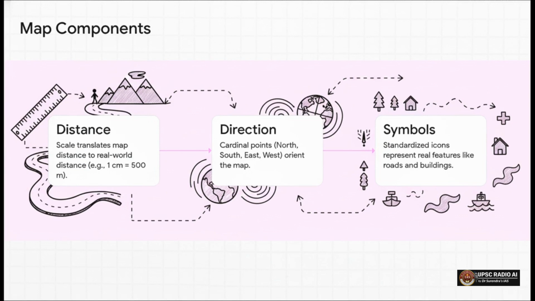And here's the key takeaway, right? Every single map speaks to you using these 3 core components. Scale tells you how distance on paper relates to distance on the ground. Direction gets you oriented. And symbols, well, symbols are the universal language for things like roads and rivers. You master these 3, and you can read any map you come across.